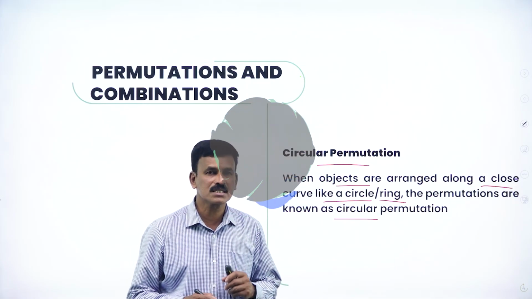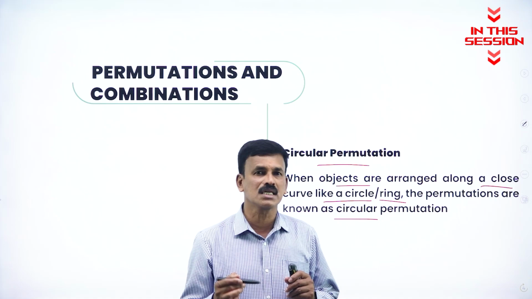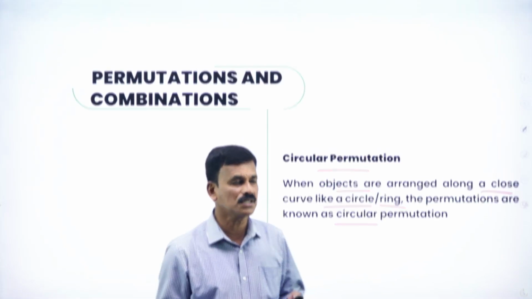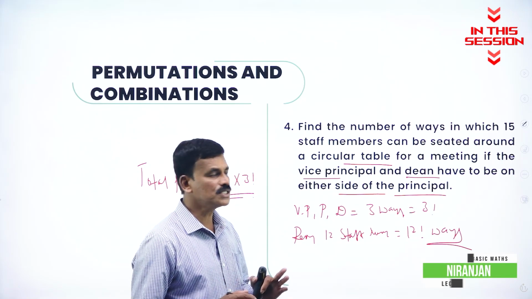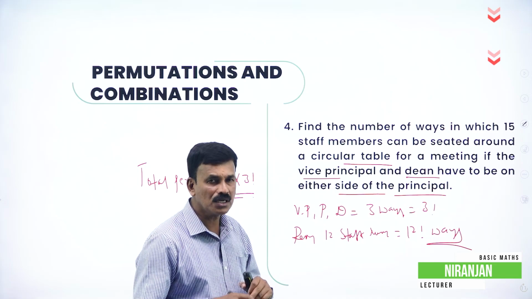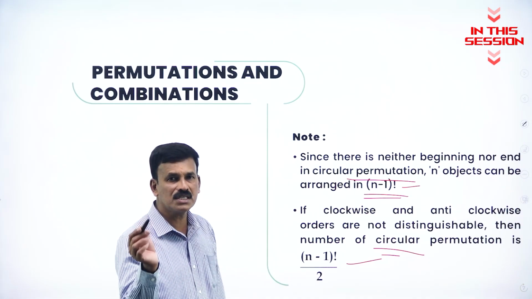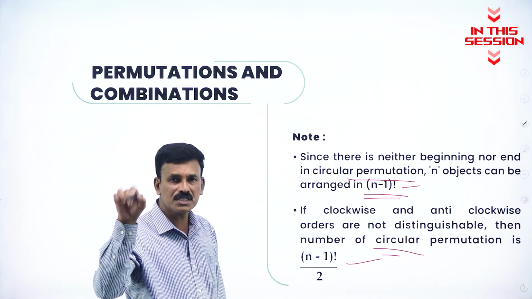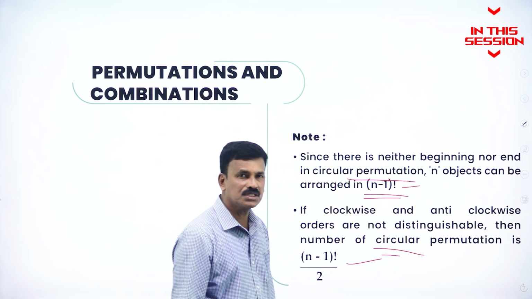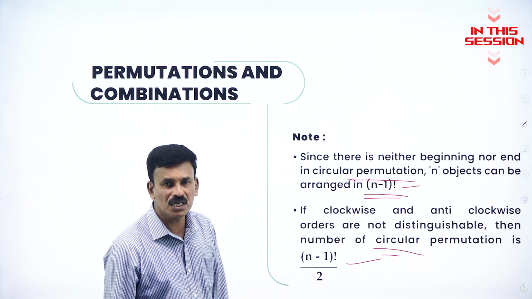So if the elements are arranged along a closed curve like a ring or a circle, such a permutation is called a circular permutation. Just find out the number of permutations of principal, vice principal and the dean, that's equal to 3 factorial, and the remaining staff members, 15 minus 3, is 12. If the clockwise and anti-clockwise directions are not distinguished, then the number of circular permutations of n objects is equal to (n minus 1) factorial divided by 2.